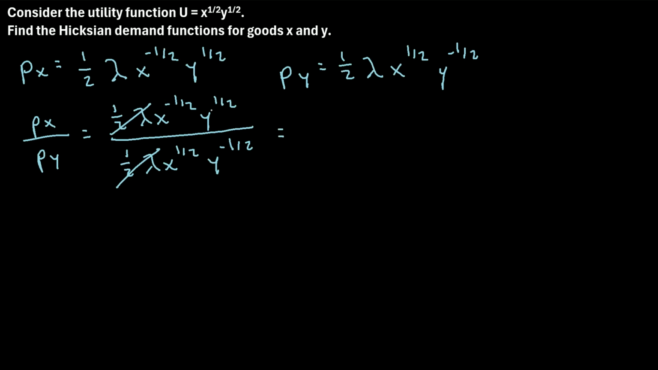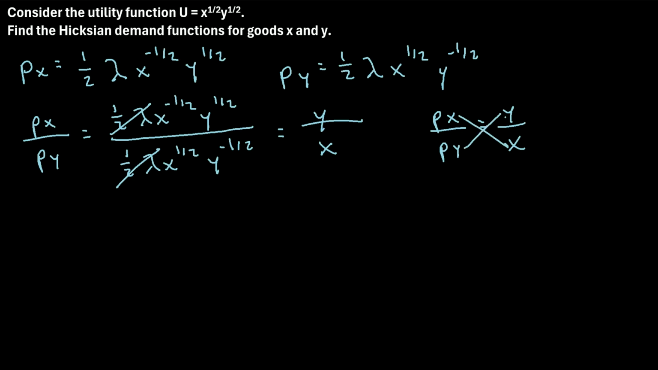So when we do that, we'll end up with y to the 1/2 times y to the 1/2 in the numerator, which is just y to the first, or just y. And in the denominator, we'll have x to the 1/2 times x to the 1/2, which is x to the first, or just x. So what we find is that the price of x divided by the price of y is equal to y over x.